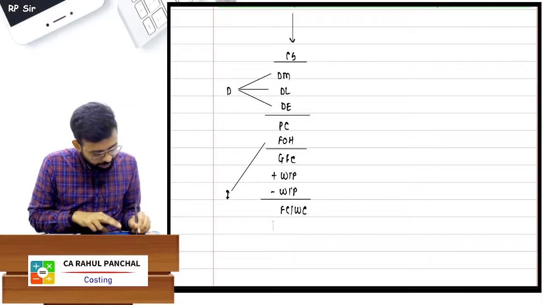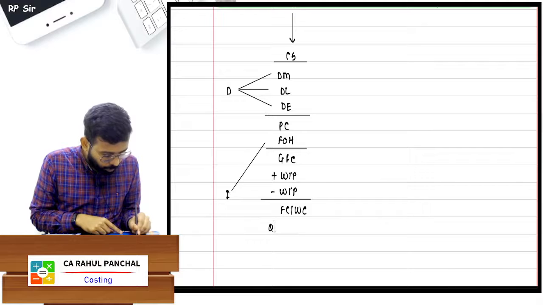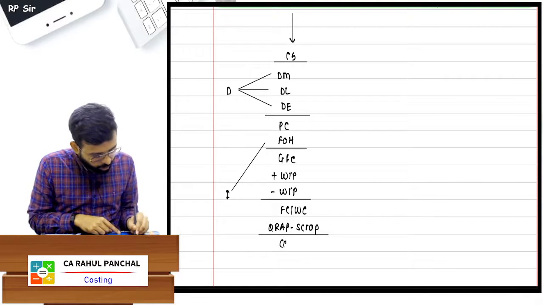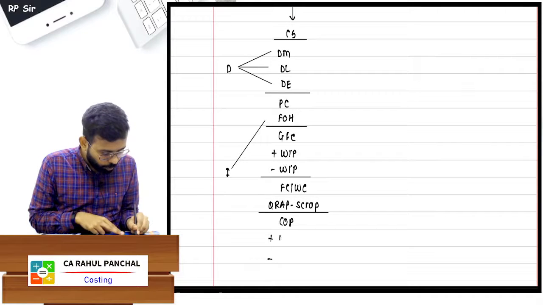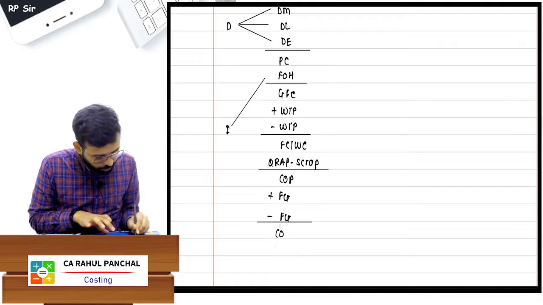works cost. In that case, after factory cost, what comes is QRAP. So what you're going to write is QRAP minus CRAP. Once that is done, what you will get is your cost of production. Once you get your cost of production, you need to make adjustment for finished goods, that is add opening stock of finished goods less closing stock of finished goods, and then what you get is your COGS.